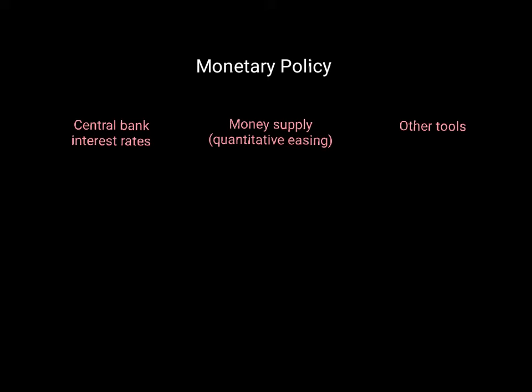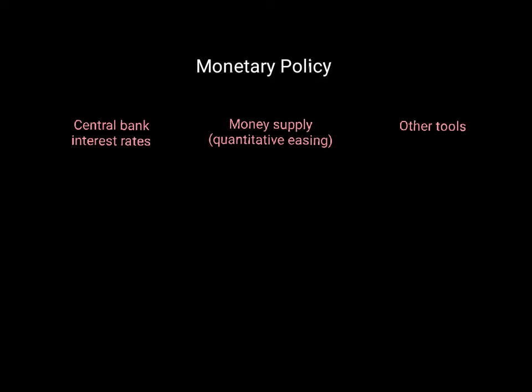So the other tools would include things like changing the reserve requirement ratio, so how much deposits banks have to keep in deposit form. It would also include things like forward guidance and stuff like that. Now, those aren't explicitly required in the A-level economics course, but an understanding of the fact that they exist at least would be useful. But the main tools at the disposal of central banks as far as monetary policy is concerned are their central bank interest rates and the money supply.